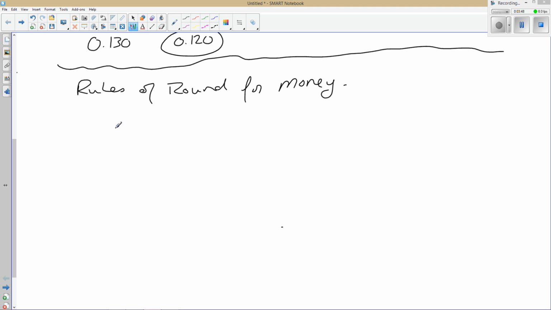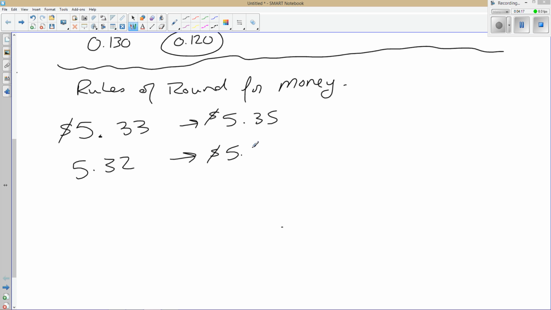So here's how it works. We'll put 2 prices. You're going to pay $5.33 for something, but you'll actually end up paying $5.35 if you pay with cash. The 3 here gets bumped up to the 5. If you pay $5.32, it'll get rounded down to $5.30. Here's the way it works.